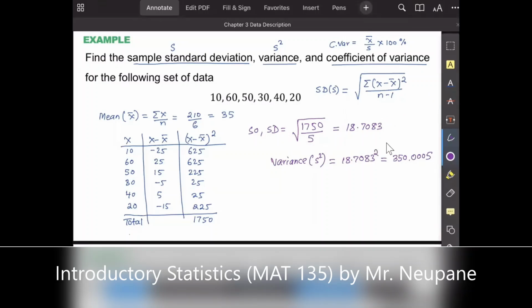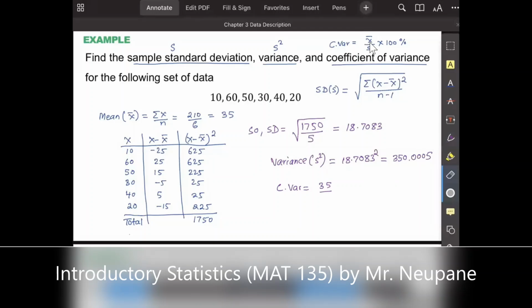So we got the standard deviation, we got the variance. Now let's find the coefficient of variance. So coefficient of variance is equal to the mean, which is, where was that mean? We got it somewhere, I forgot, 35, right? That's the mean. Mean divided by, is it mean divided by standard deviation or standard deviation divided by mean? Look at this formula.